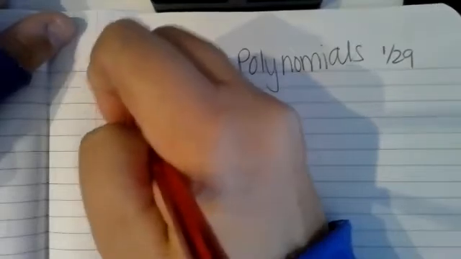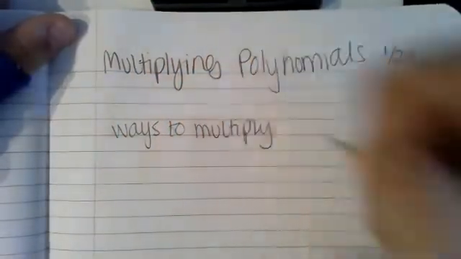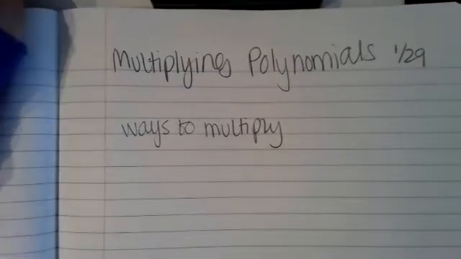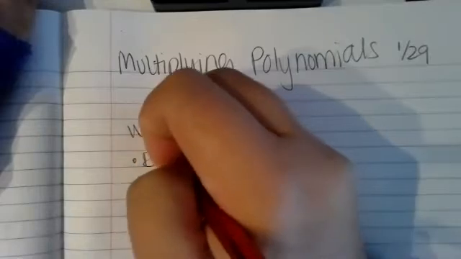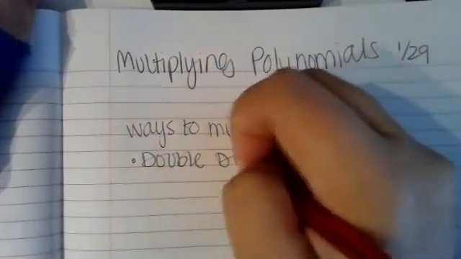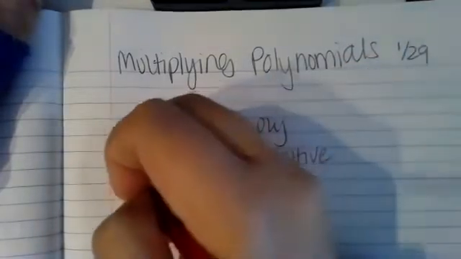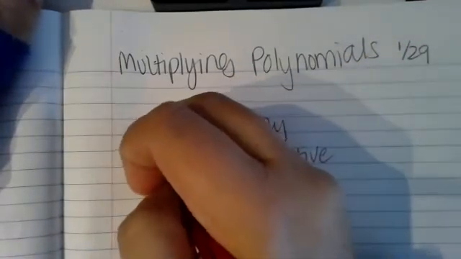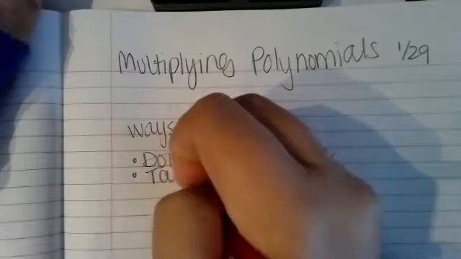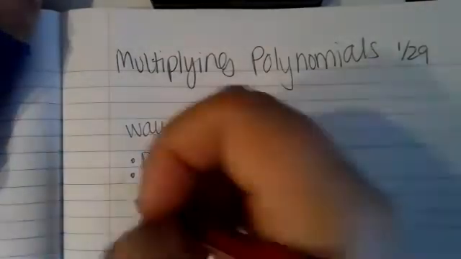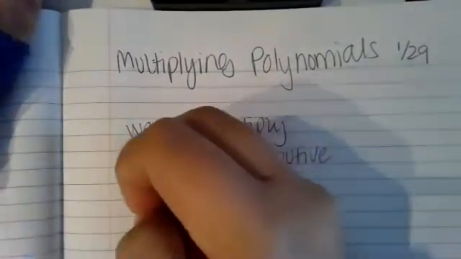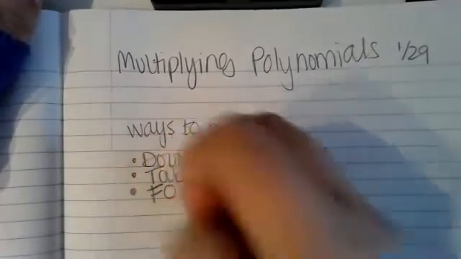There are going to be a couple different strategies you can use, so ways to multiply. These are the different strategies. The first one is called double distributive. The next one is using a table. Then we have this one here, which is FOIL.